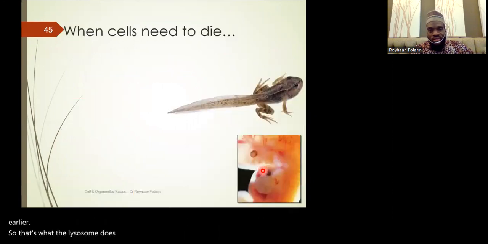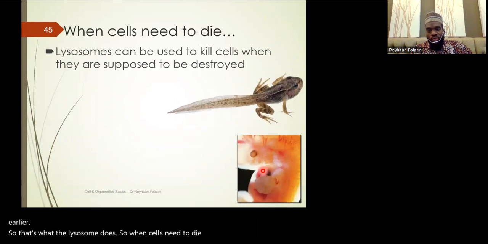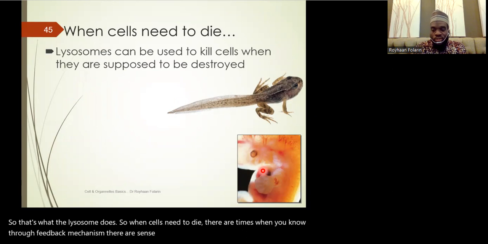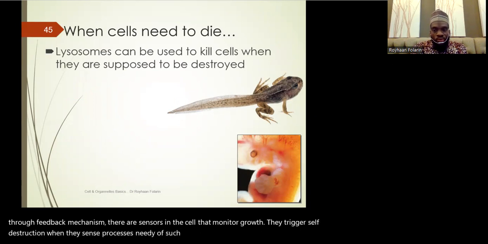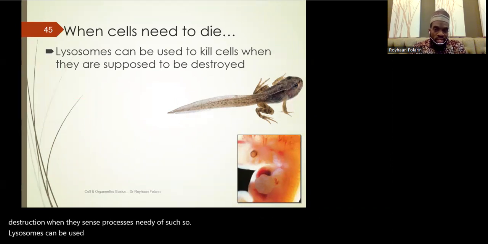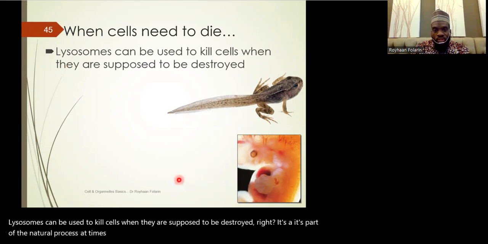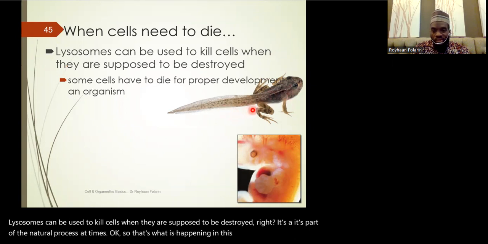So when cells need to die, there are times when, through feedback mechanism, there are sensors in the cell that monitor growth. They trigger self-destruction when they sense a process needy of such. So lysosomes can be used to kill cells when they are supposed to be destroyed, right? It's part of the natural process at times. Okay, so that's what is happening in this animal you see here.